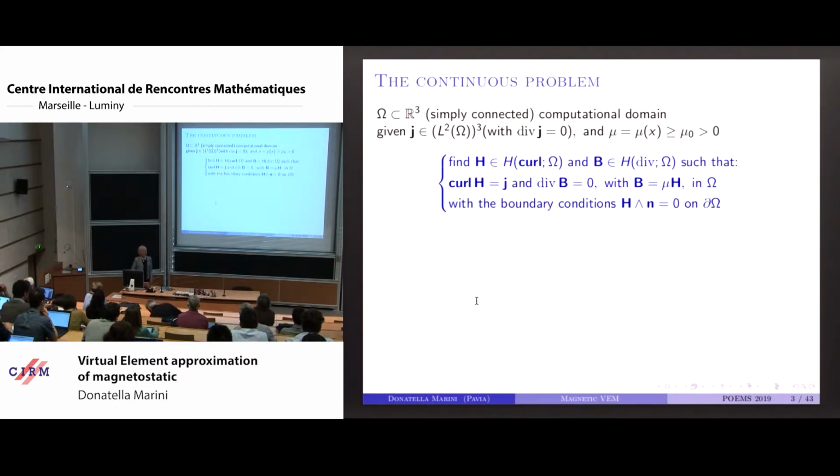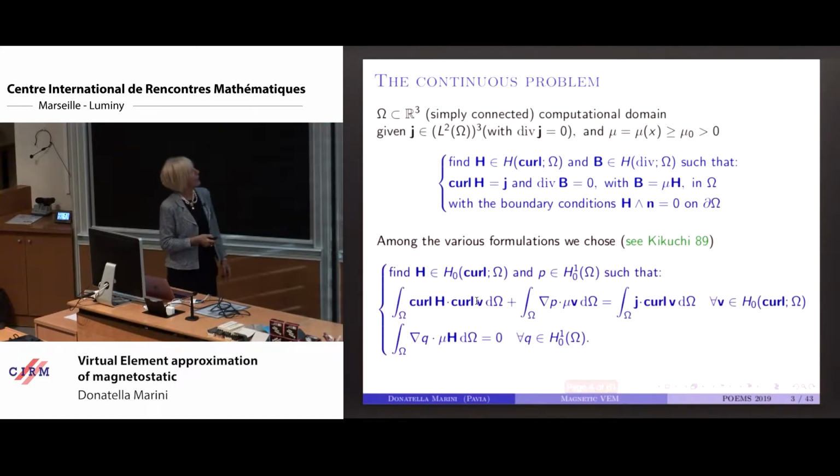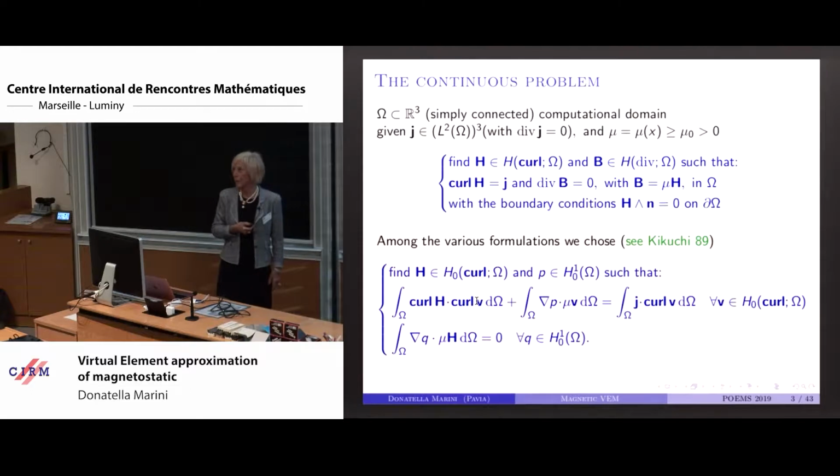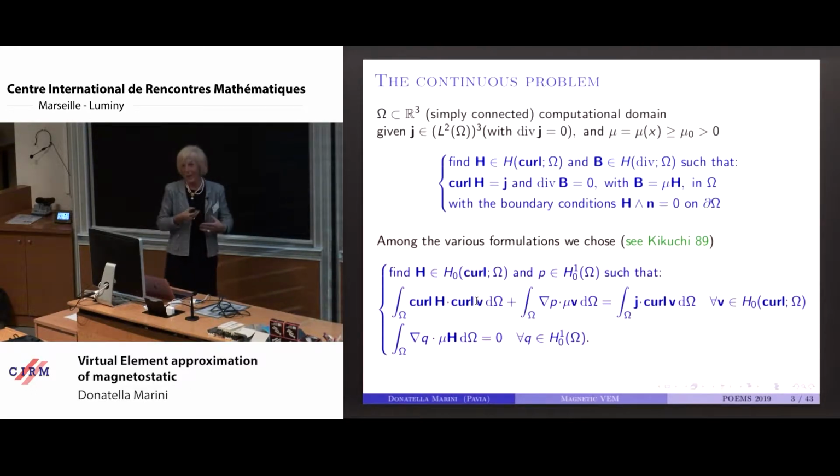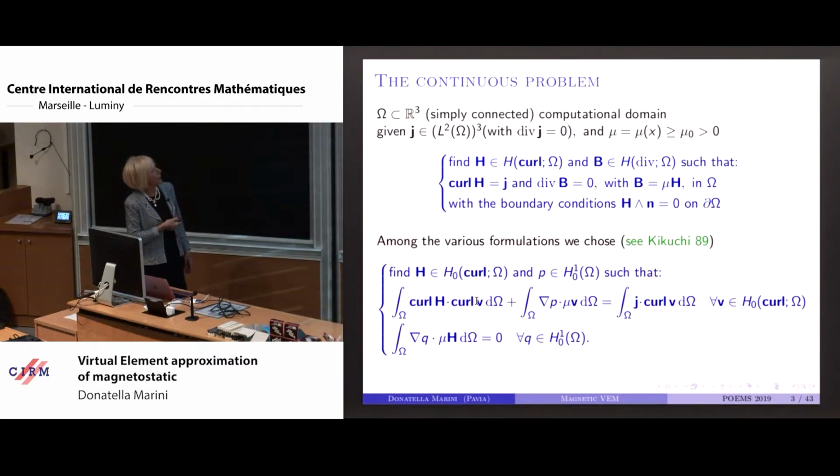So there are many variational formulations associated to this problem, and among them we chose this one due to Kikuchi, introduced in '89, where there are two unknowns, the magnetic field H and a pressure, a scalar function, which is introduced as a Lagrange multiplier to impose the divergence-free condition on B.